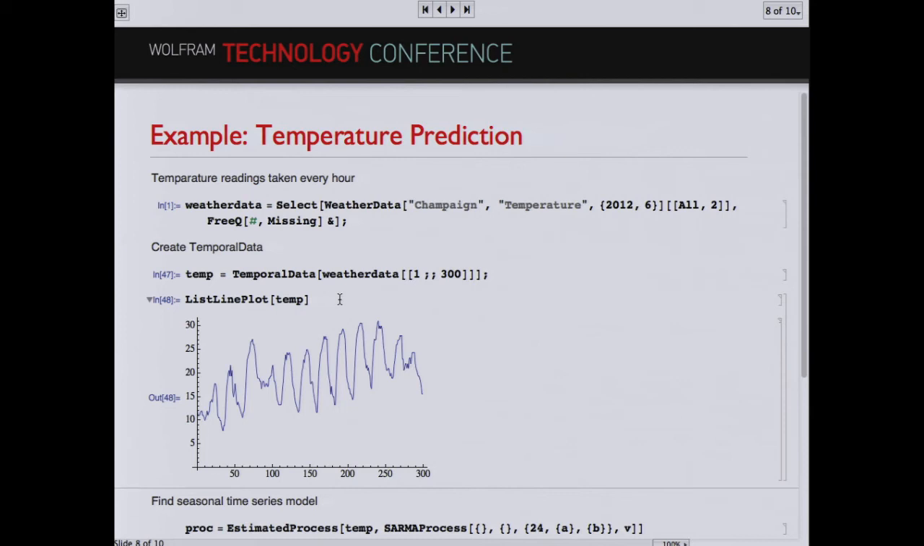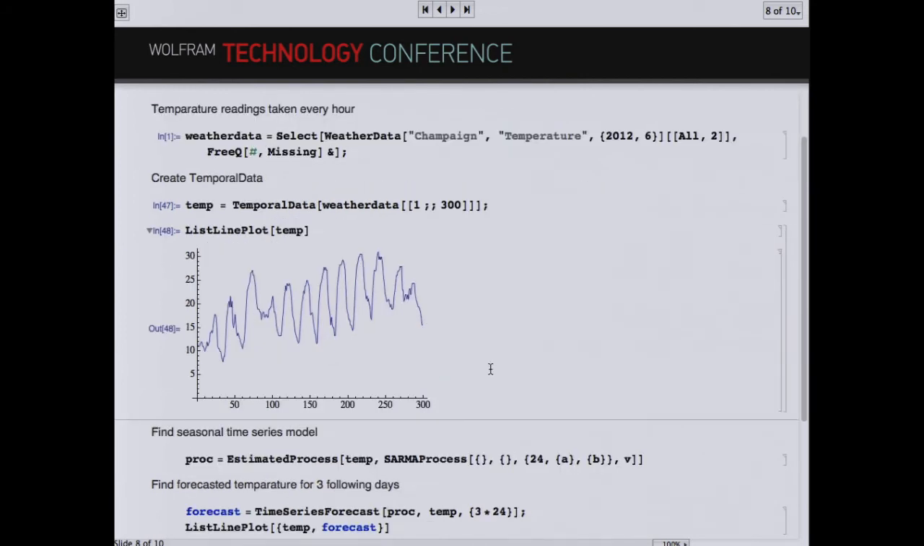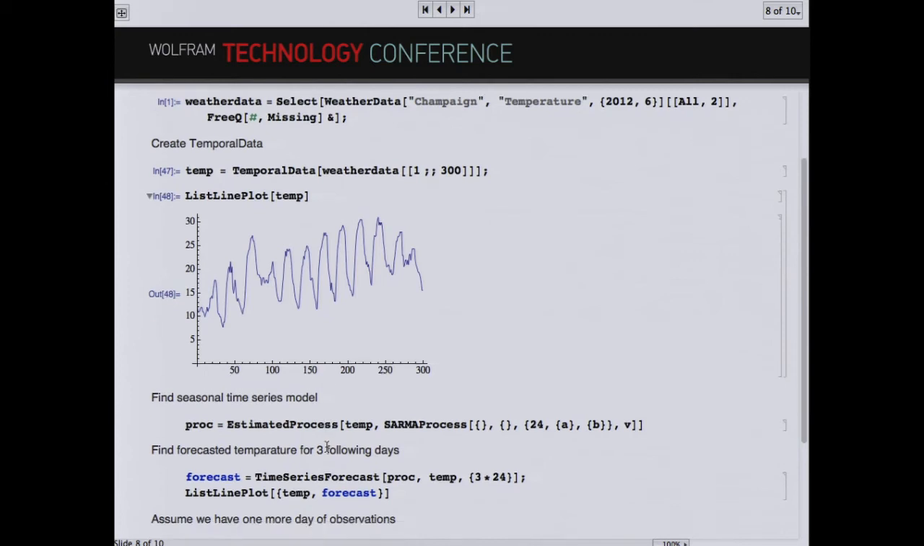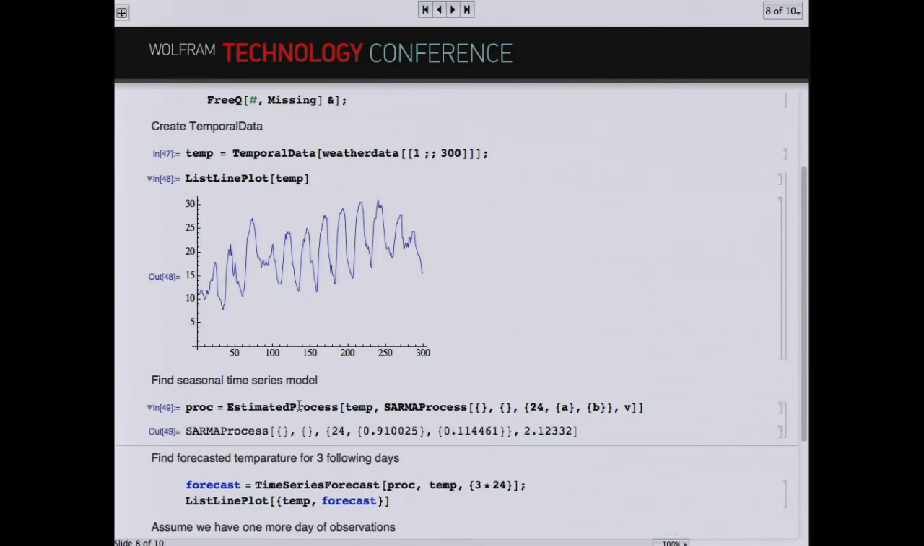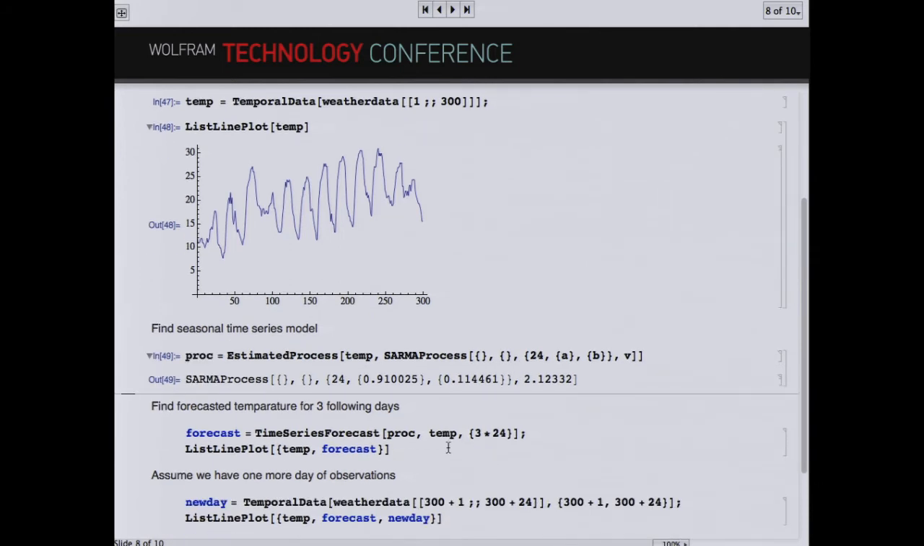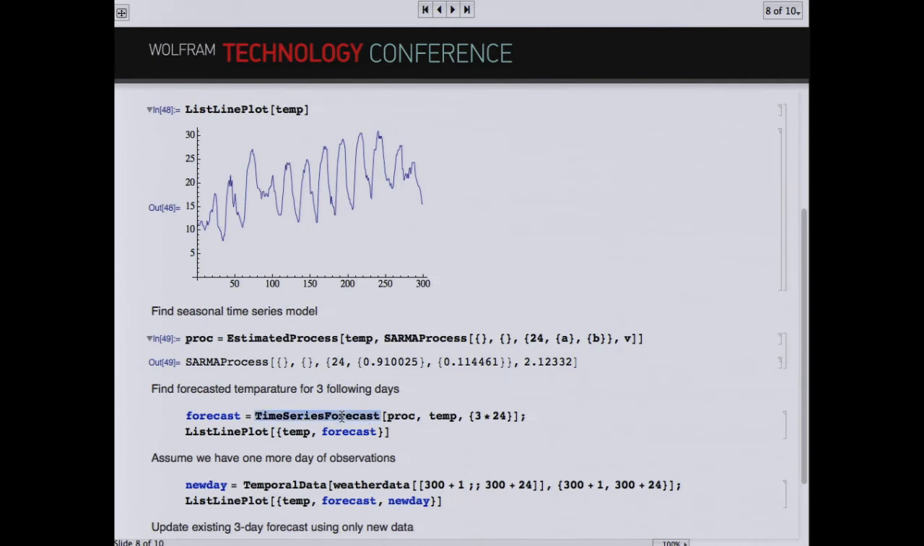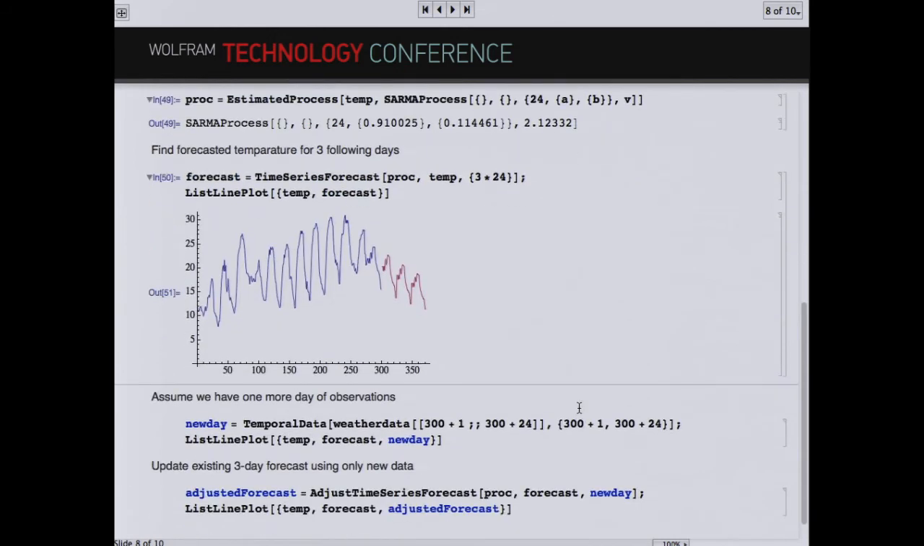So just to make the right reference, what I would like to find out is, can I model it with a SARMA model? So I assume here that my season is 24 hours, right? It's a daily change in the temperature, and I find my model here. What I would like to do next was to find a forecast. Okay, so my process is the estimation of temperature, and this is how far I would like to go. It's 3 days ahead, and see what to expect. Okay.